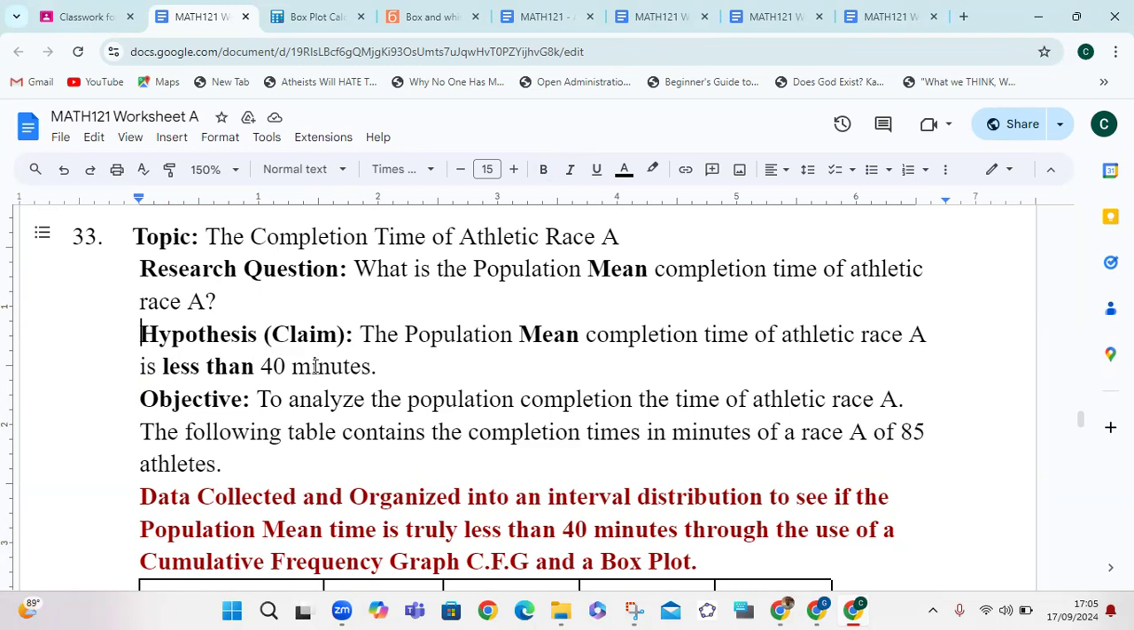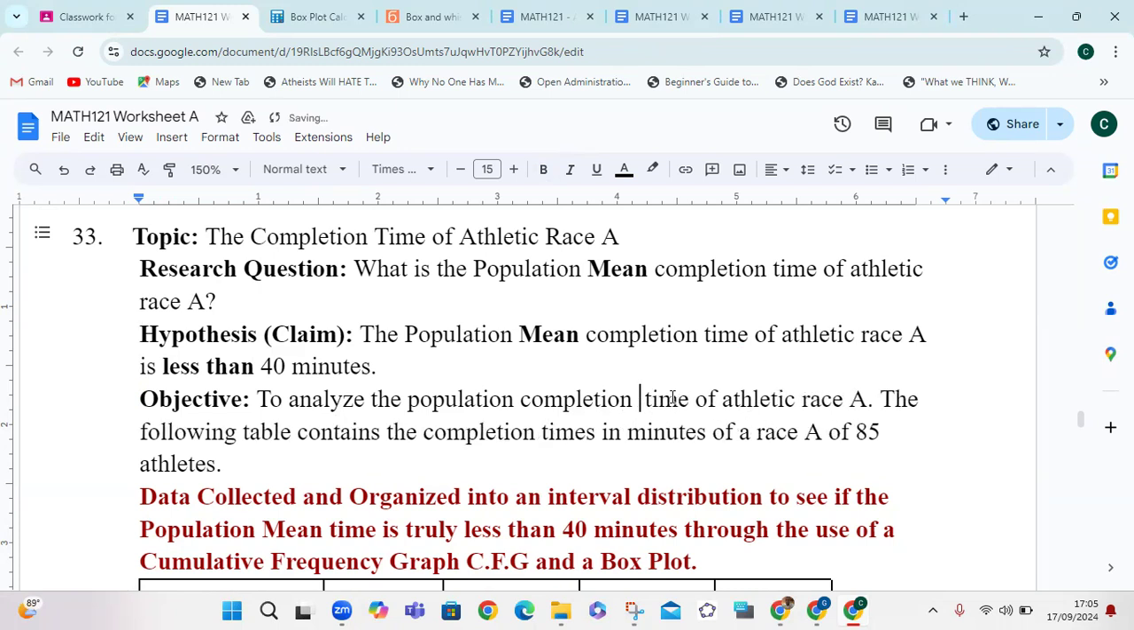Now, this hypothesis has to be tested. It has to be proven to be true or not. So the objective now is to analyze the population completion time of athletic race A. The following table contains the completion times in minutes of a race of 85 athletes. So the data collected and organized into an interval distribution is to see if the population mean time is truly less than 40 minutes through the use of a cumulative frequency graph and a box and whiskers diagram.